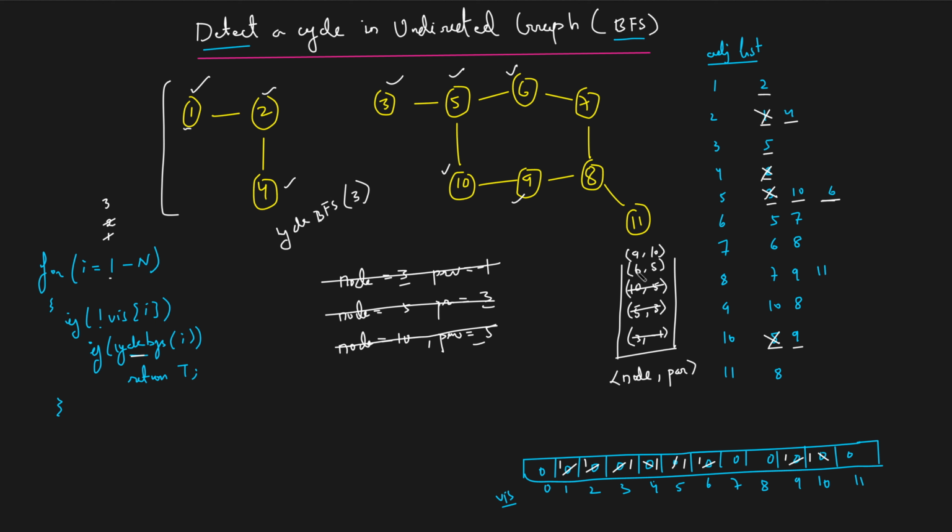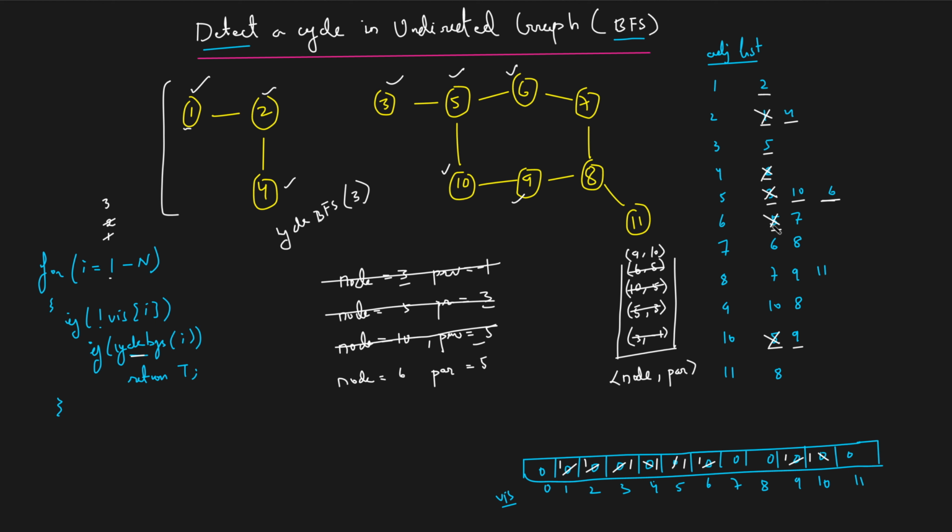Now you get the next guy, that is 6. So let's write 6, and the previous node, the parent, for 6 is 5, right? So let's check out the adjacent nodes for 6. For 6, the adjacent node is 5. Again, 5 is the parent node. That is why 5 is visited. So it's not a cycle. It's the previous node, so it's not a cycle.